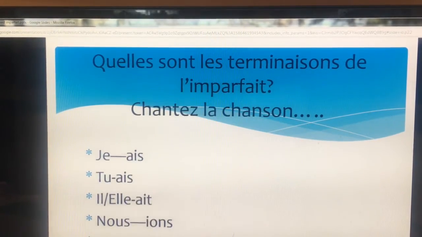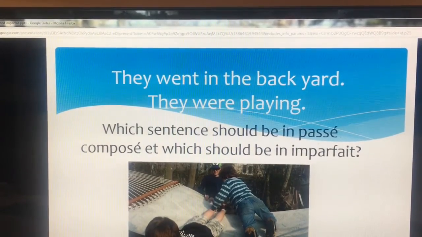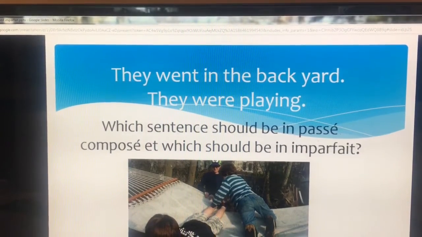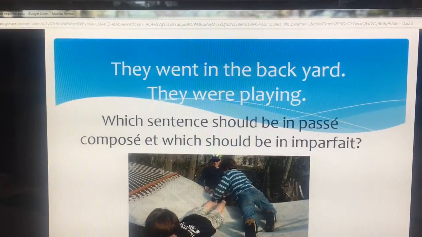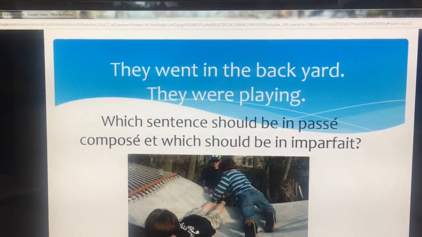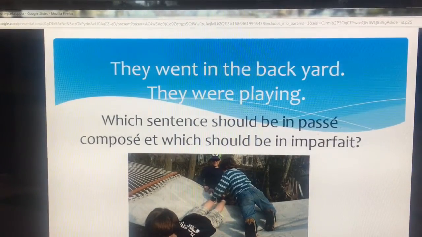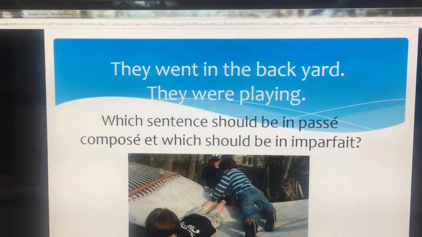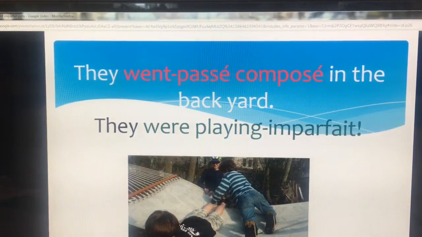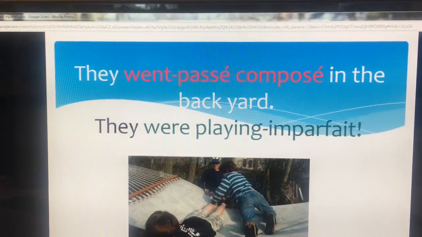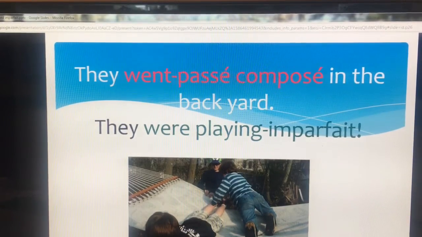So as you can see, imparfait versus passé composé. So let's see if you can figure out which sentence should be in passé composé and which sentence should be in imparfait. They went in the backyard and they were playing. So which one is description to be imparfait? It has to be description, was-ing or were-ing, ongoing action, or used to do. So went in the backyard should be passé composé. It's over and done with. But they were playing is a was-ing and a were-ing. It's ongoing action in the past.